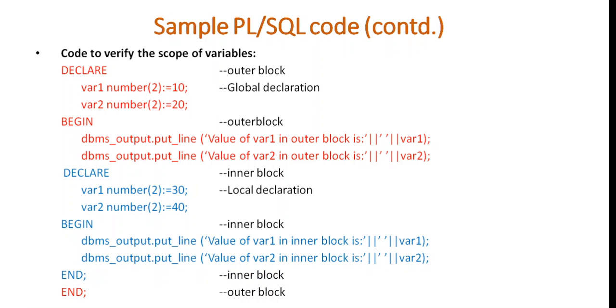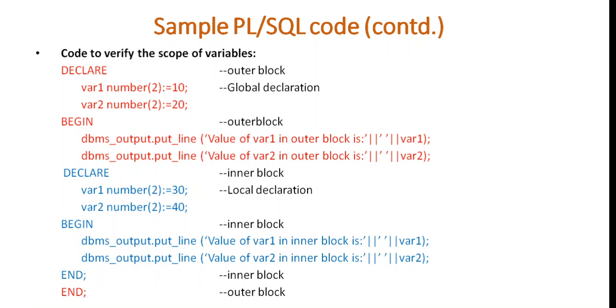Here we have nesting of blocks. The PL/SQL statements written in red color are the statements of the outer block, and the PL/SQL code written in blue color are the statements of the inner block. In the outer block we have two variables, variable 1 and variable 2, which is a global declaration, and in the inner block we also have the same variable names, but this is a local declaration because it is declared in the inner block.